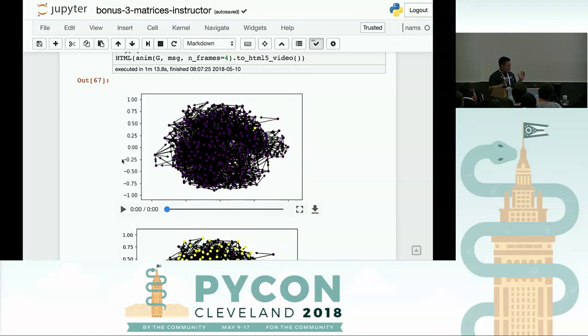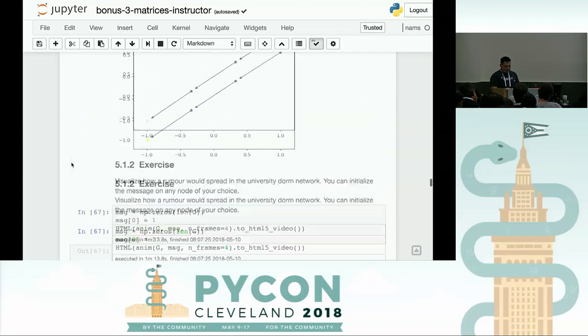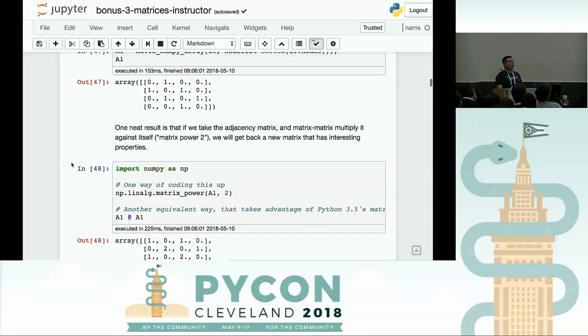So now we go to some interesting things with matrices. All right. So how many people had linear algebra more than 10 years ago?